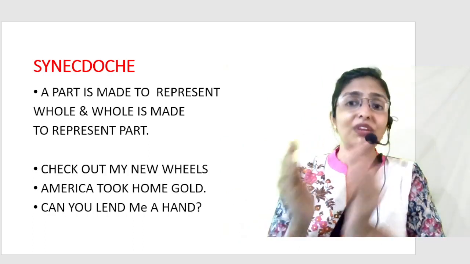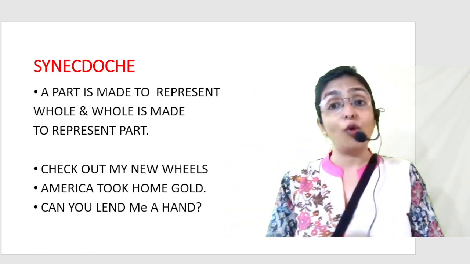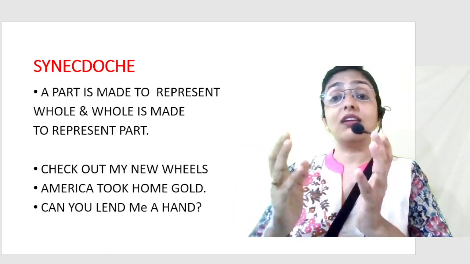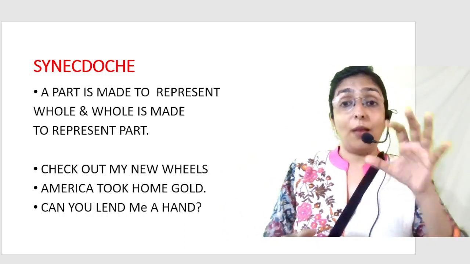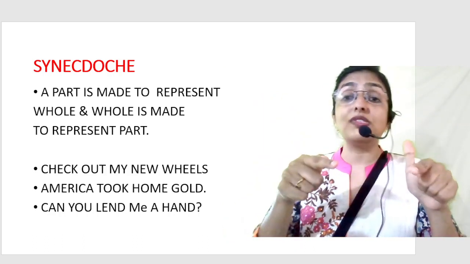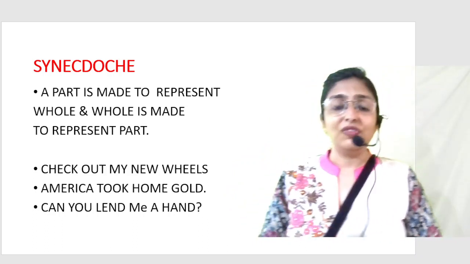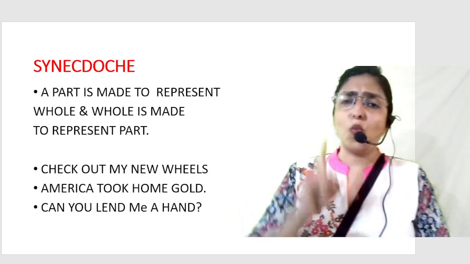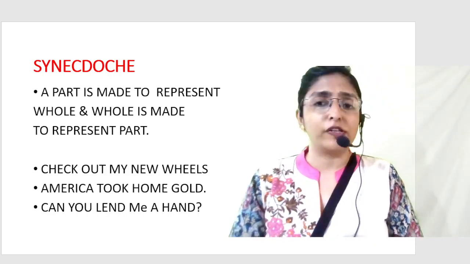Second is "America took home gold." So America here, does it mean the nation all together, everyone together took home gold? No. Here it means the team of players, they won the competition and got the first prize. They won gold. So America is not a small part. America is a big whole that represents here the part, that is a team of players. The next is the same example which you saw in metonymy. One sentence itself can have multiple literary devices or figures of speech.